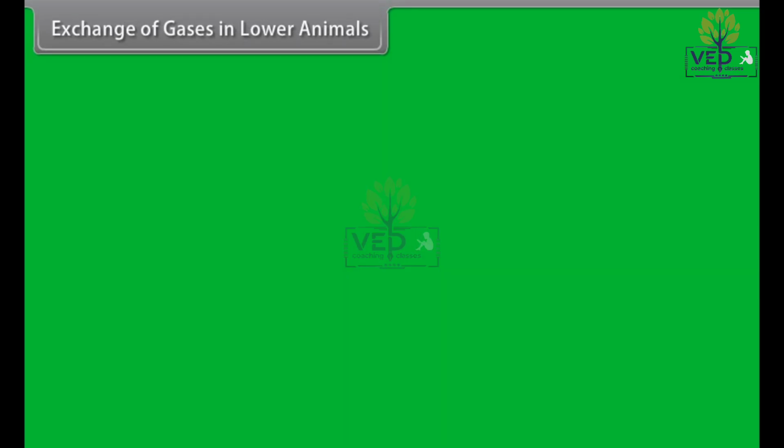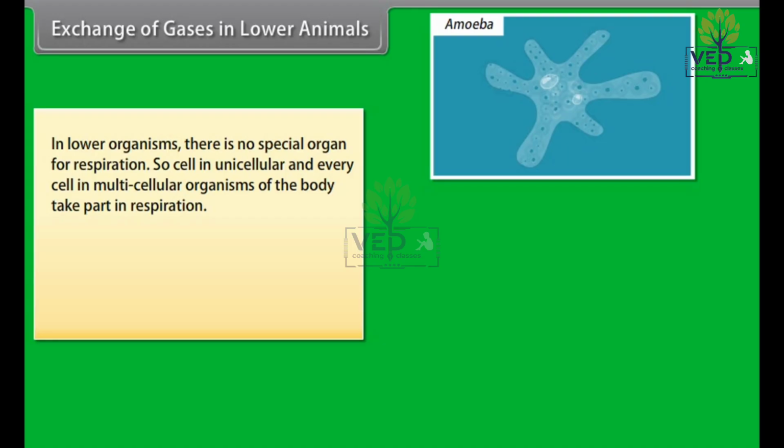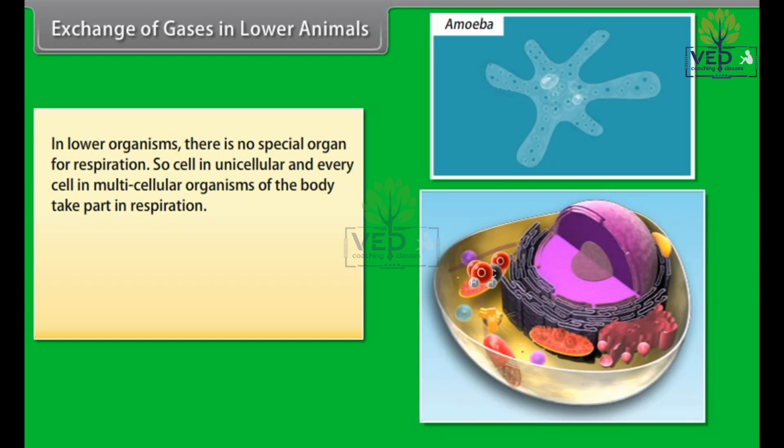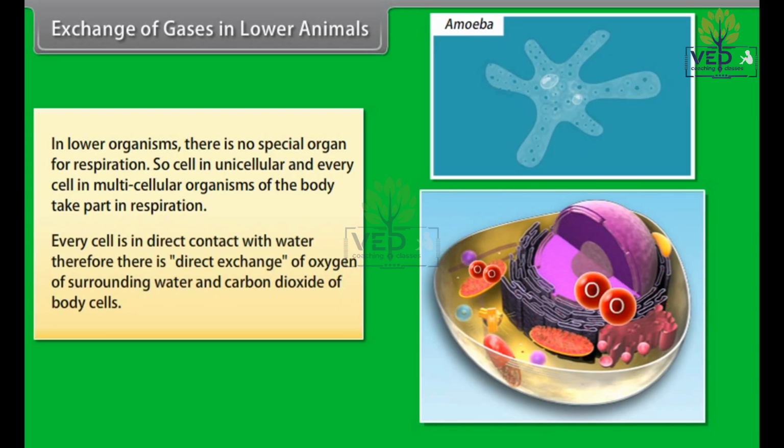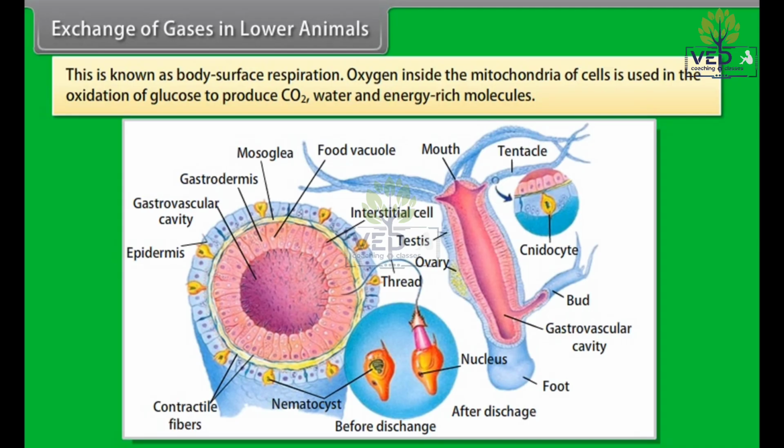Exchange of gases in lower animals. In lower organisms, there is no special organ for respiration. So, the cell in unicellular and every cell in multicellular organisms of the body take part in respiration. Every cell is in direct contact with water. Therefore, there is direct exchange of oxygen of surrounding water and carbon dioxide of body cells. This is known as body surface respiration.